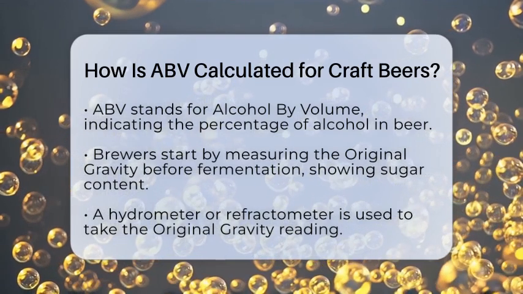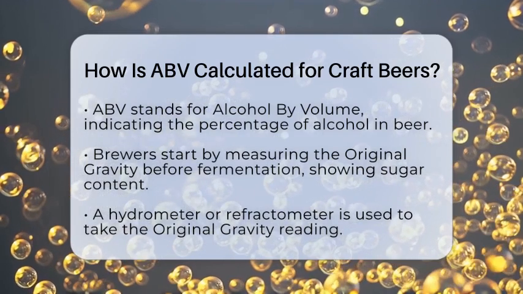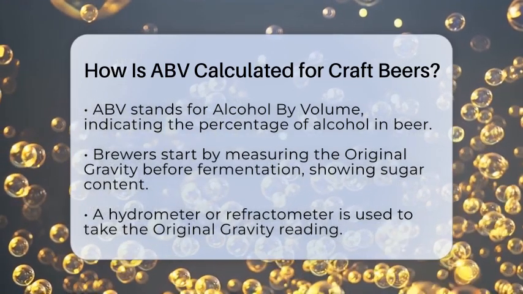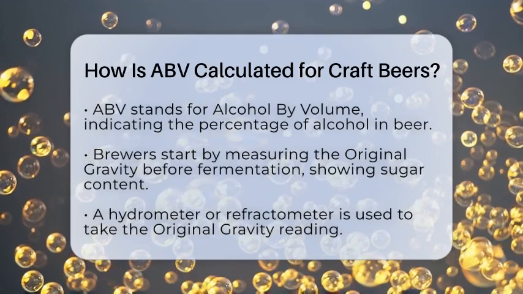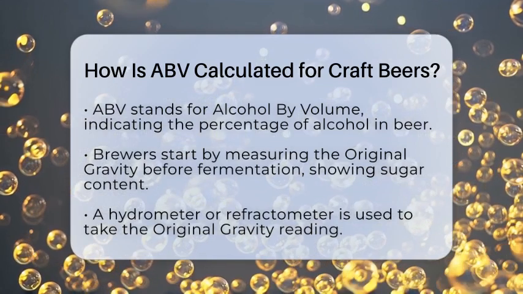First, brewers measure the original gravity, which is the specific gravity of the wort before fermentation begins. This measurement shows how much sugar is in the liquid, and more sugar means more potential alcohol. They use a device called a hydrometer or refractometer for this.